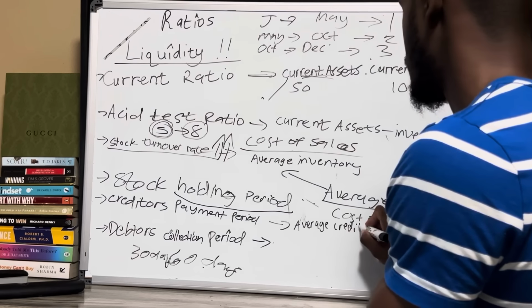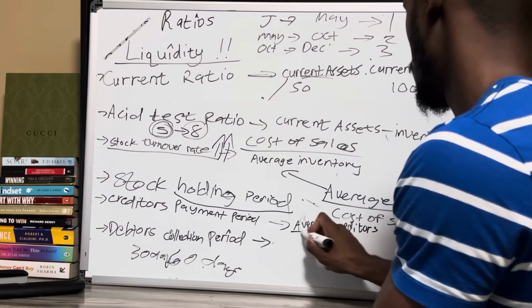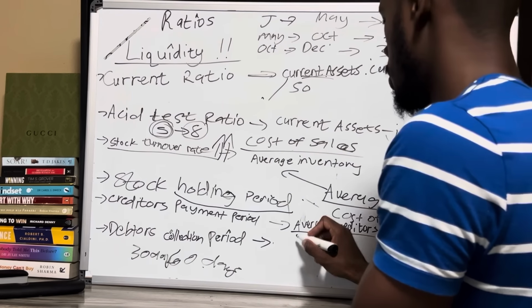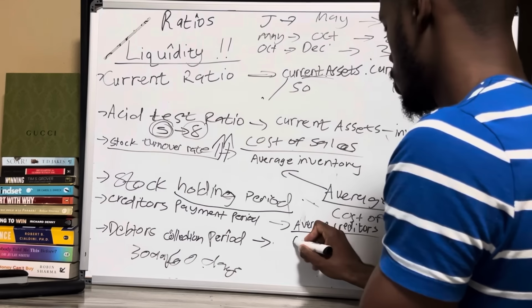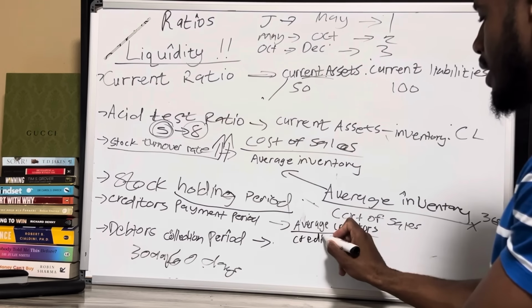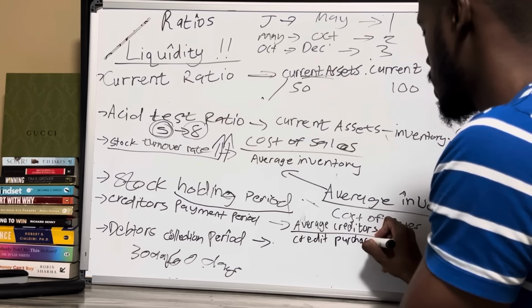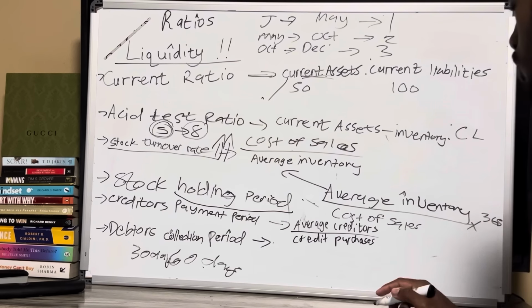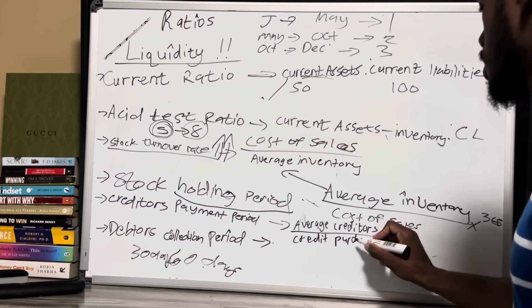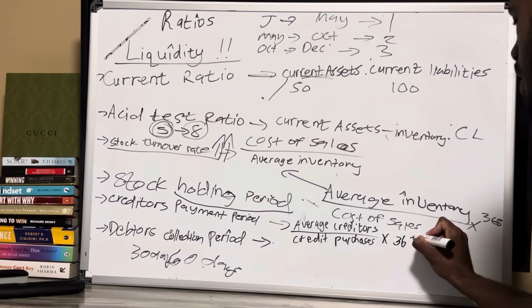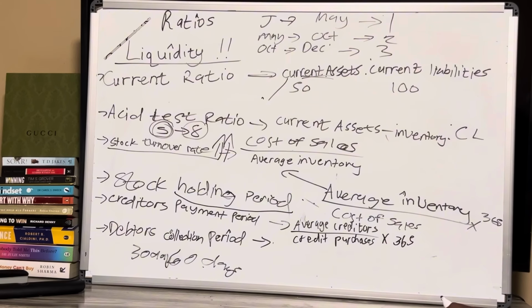Average creditors, so it's last year plus this year divided by 2 all over. How are these guys creditors? It's because we bought from them on credit. So it's going to be all over credit purchases. All over credit purchases times, we want this in days, so it's going to be times 365.